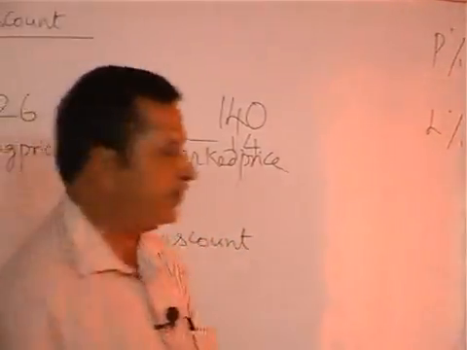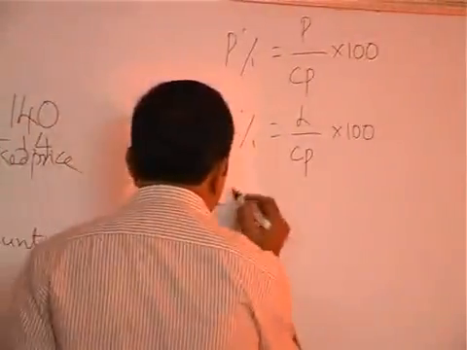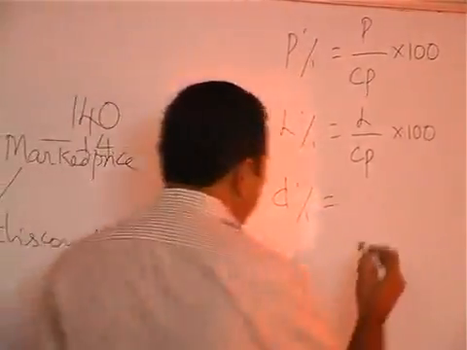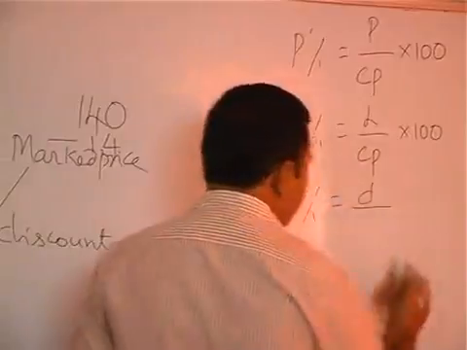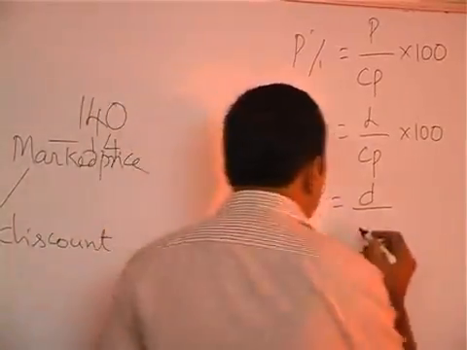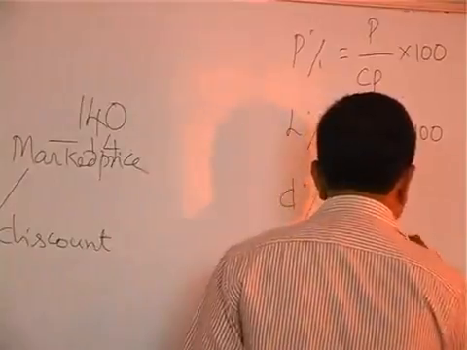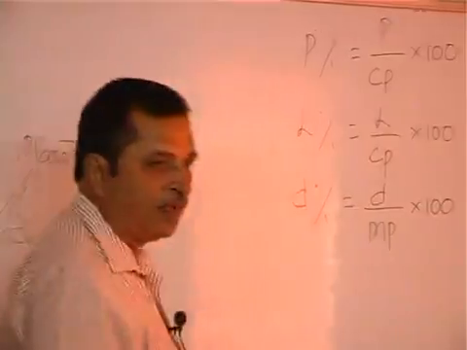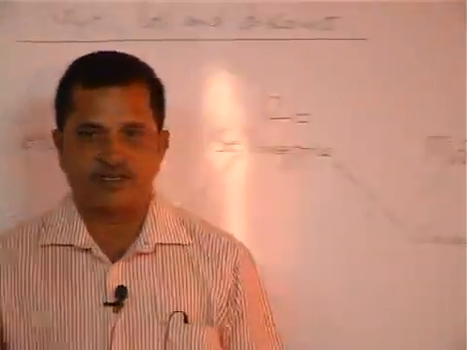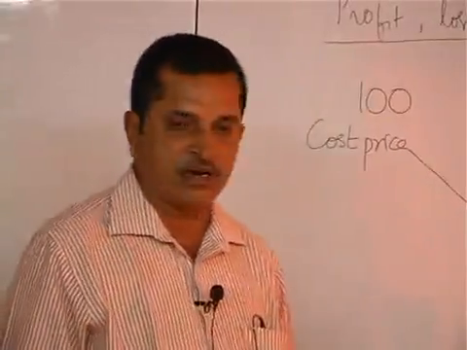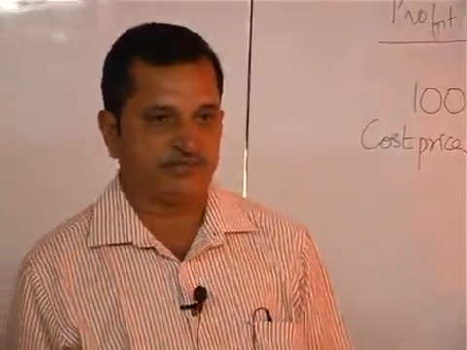And similarly, discount percent means discount is given on what? Marked price. So discount by marked price into 100. Discount percent is equal to discount by marked price into 100.